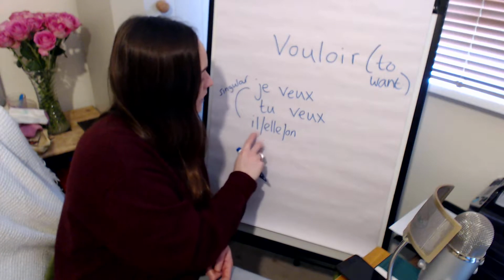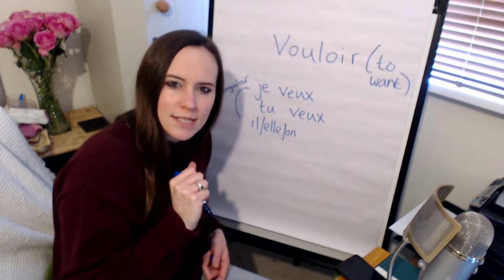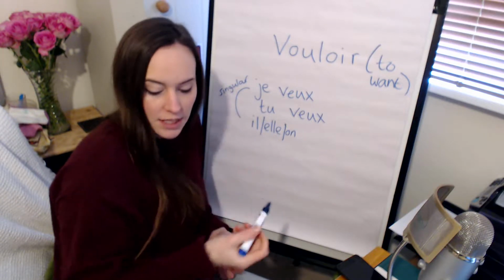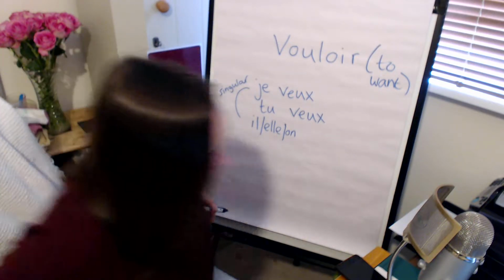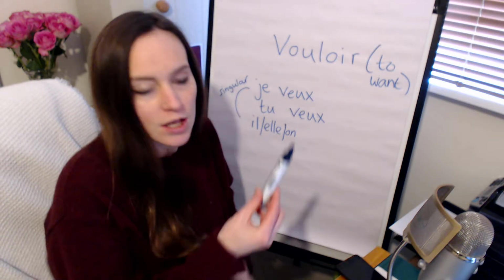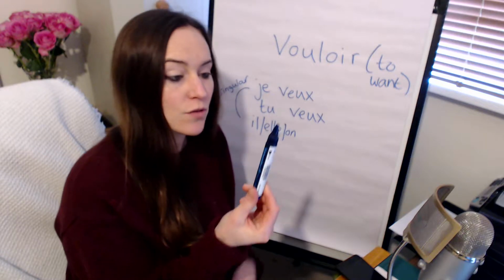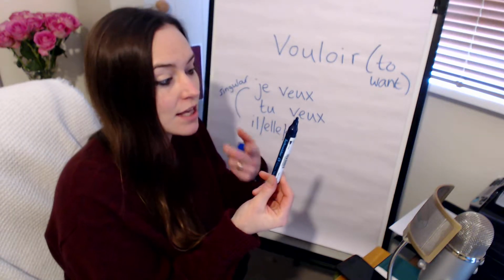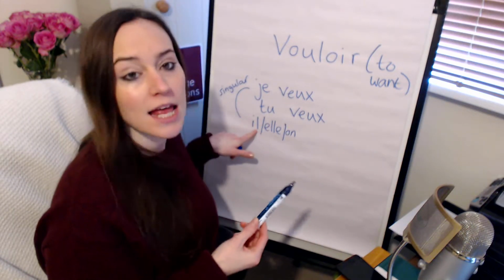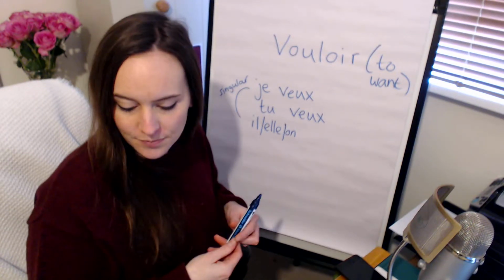Remember, il or elle can also sometimes mean it. Why is that? That's because objects in French, remember, they have a gender. So le stylo, this is a masculine noun. If we're talking about it, the pen, it is black. Il est noir. The pen. It is black.